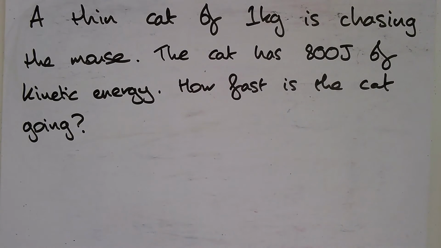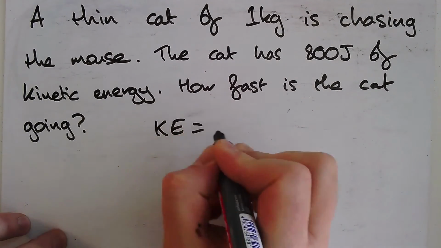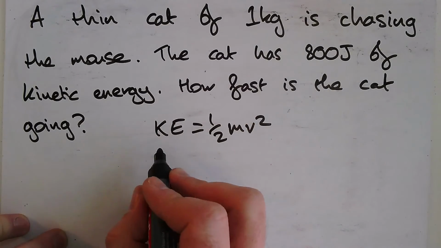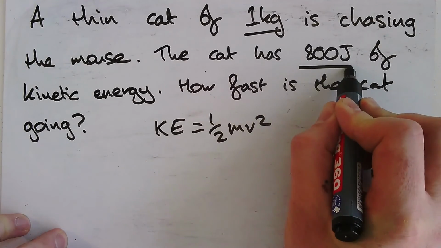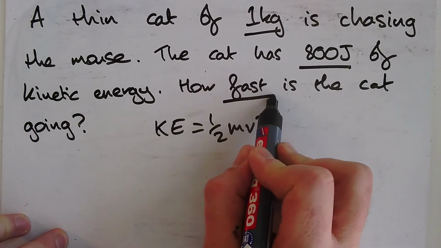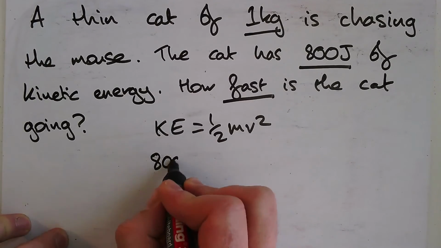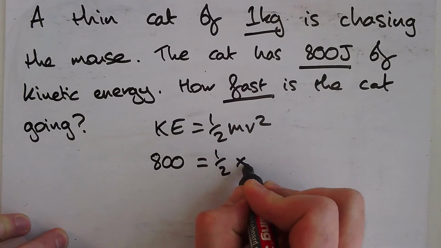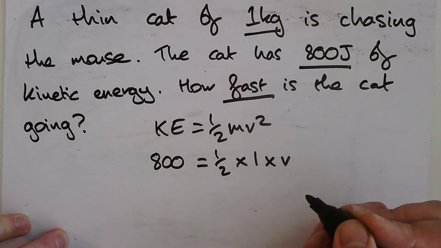Hoped you paused it. Hoped you've had a go. So, kinetic energy is equal to half mv squared, as always. In this case, I've got a mass, I've got a kinetic energy, and it's asking me how fast. So I've been given this number. So instead, I write it in, 800 joules, equal to a half, mass is 1, and the thing I don't know is the speed.